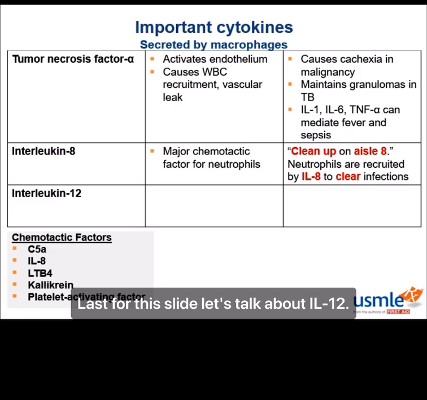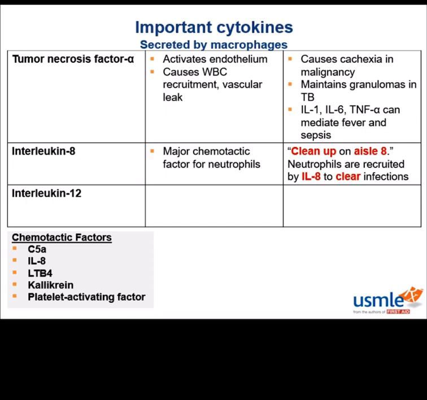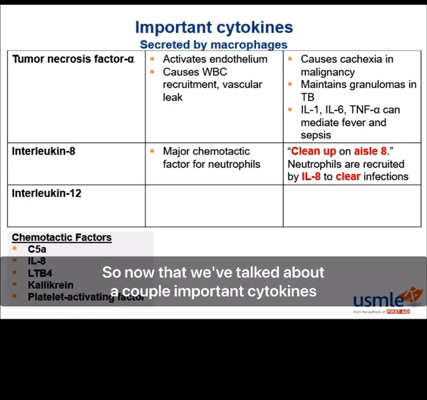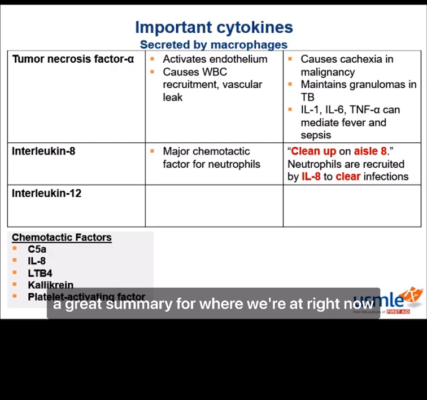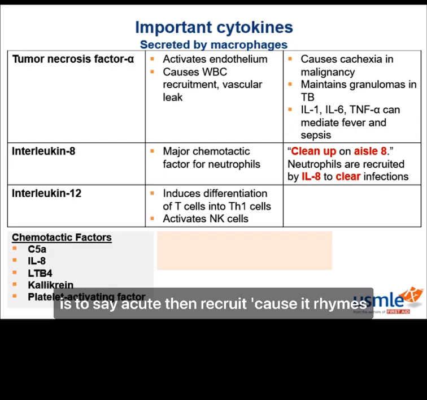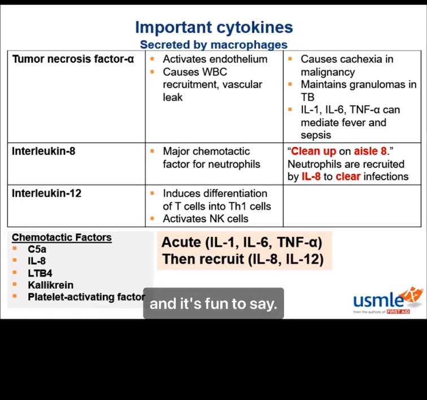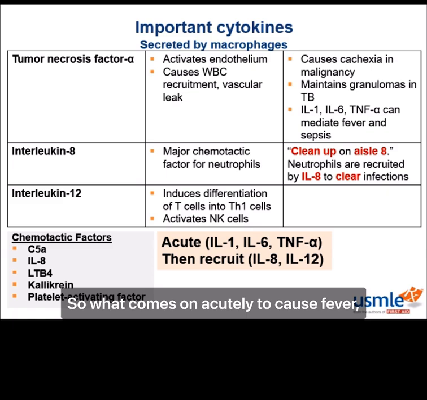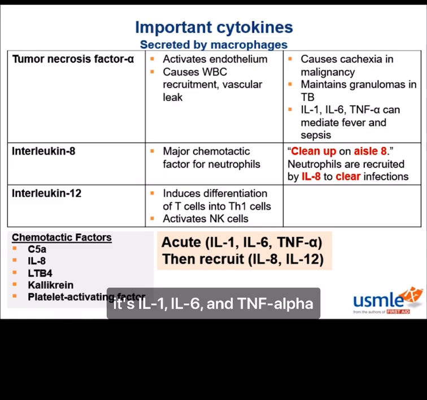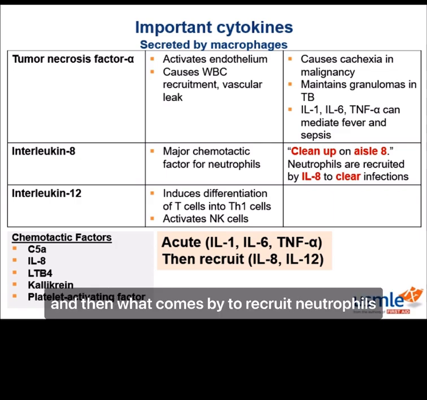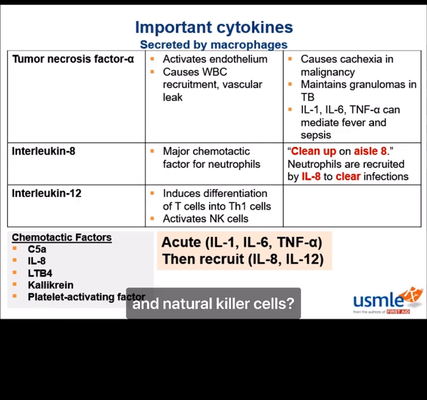Last for this slide, let's talk about IL-12. IL-12 induces the differentiation of T cells into Th1 cells and activates natural killer cells. So now that we've talked about a couple important cytokines, a great summary for where we're at right now is to say acute, then recruit, because it rhymes and it's fun to say. So what comes on acutely to cause fever? It's IL-1, IL-6, and TNF-alpha. And then what comes by to recruit neutrophils and natural killer cells? That's IL-8 and IL-12.